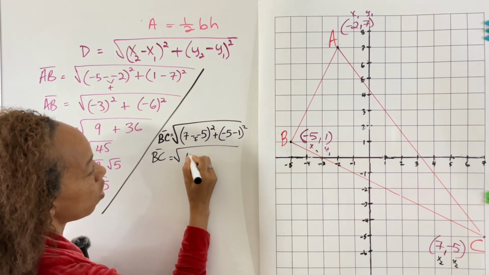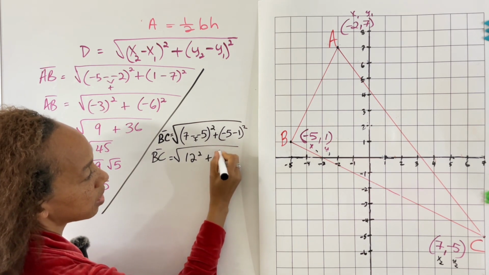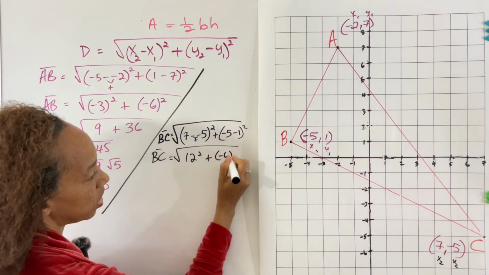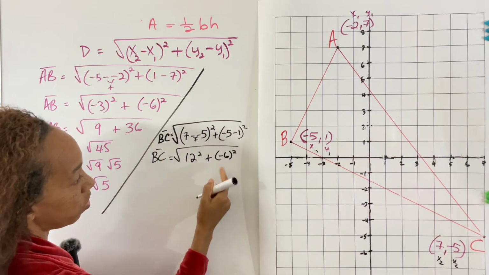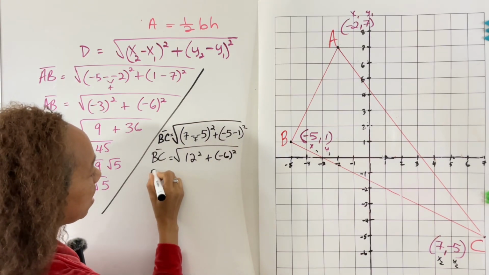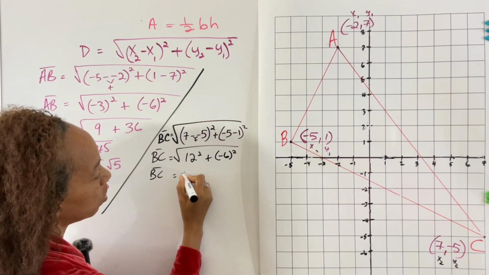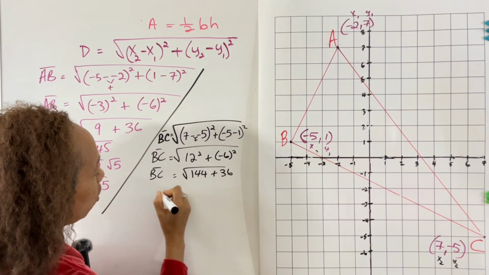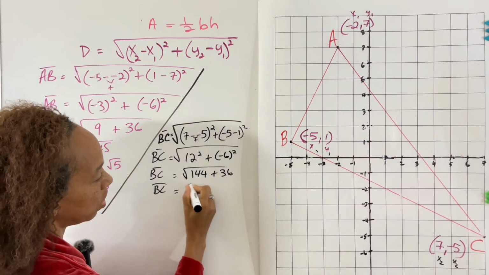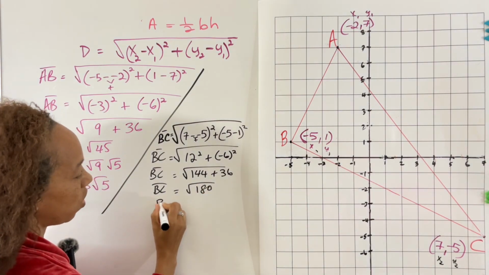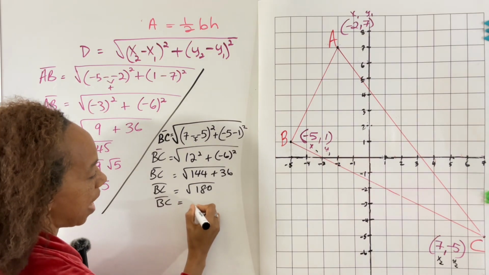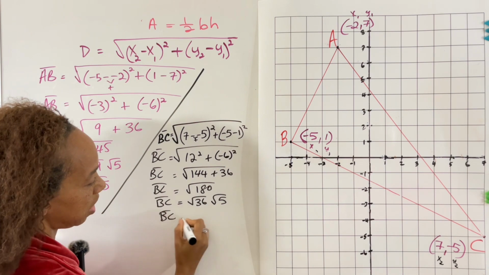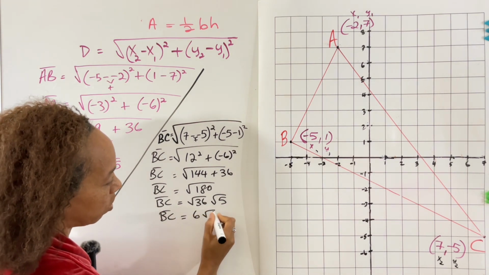So we have 12 to the second power plus, now this is going to be negative 6 to the second power, which is going to be 36. So BC equals the square root of 144 plus 36. So BC equals the square root of 180. And we also need to break this down as radical 36 and radical 5. And BC equals 6 radical 5.